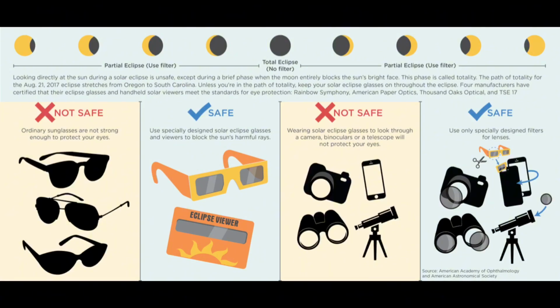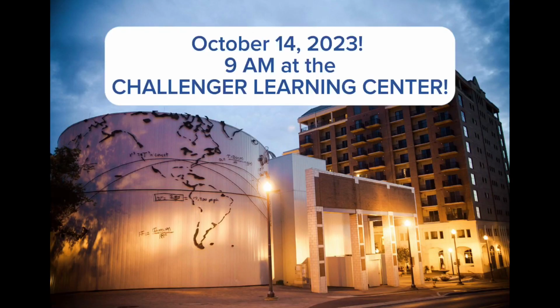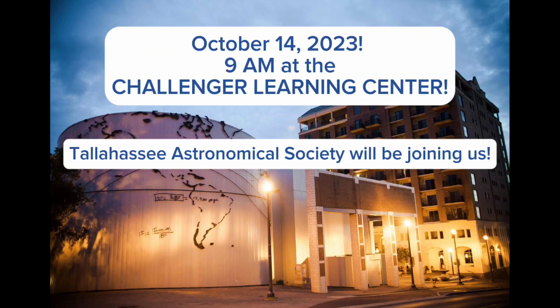Awesome. I'm glad we can talk about eclipses and the solar eclipse and get you guys some info on the one coming up. I do want to let you know that the Challenger Learning Center will be having something here on October 14th, 2023, 9 a.m. So you can be having and viewing the solar eclipse here from the center. We will be having our Saturday program.